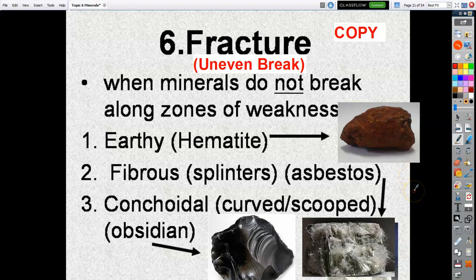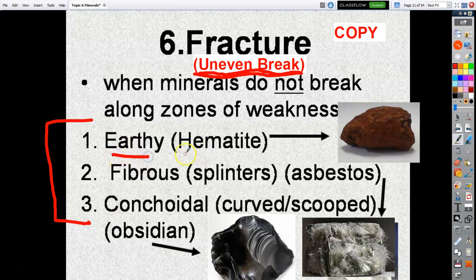If it doesn't have cleavage, it's going to have fracture. Fracture is when it breaks unevenly, right? Just as if someone breaks their wrist or fractures their arm or fractures their ankle, right? The bone broke kind of jagged. There's no nice flat sides. And so it's an uneven break. So fracture is when things break unevenly. And these are 3 examples of how a mineral will break unevenly.